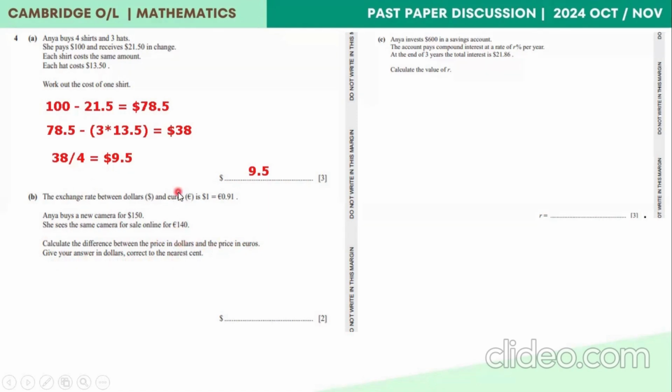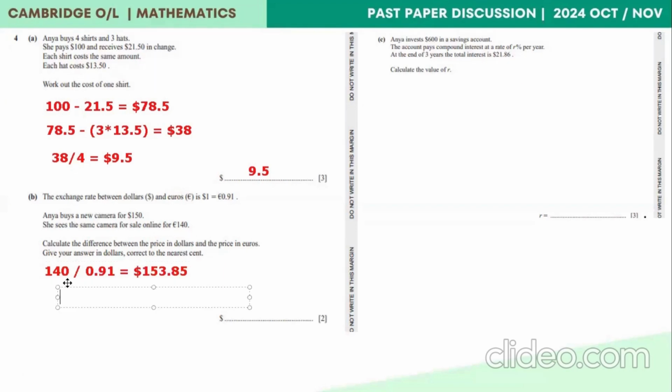So here we have to find the difference between the price in dollars and the price in euros. Since we want a final answer in dollars, we can just convert this euro value to dollars. So they say that $1 is 0.91 euros. So we can simply do 140 divided by 0.91. So that will give us a dollar value, that is $153.85. I hope that's clear.